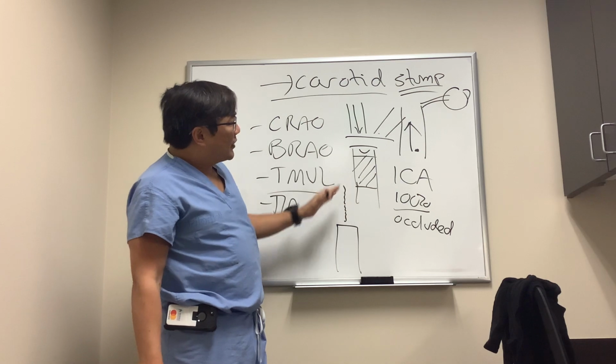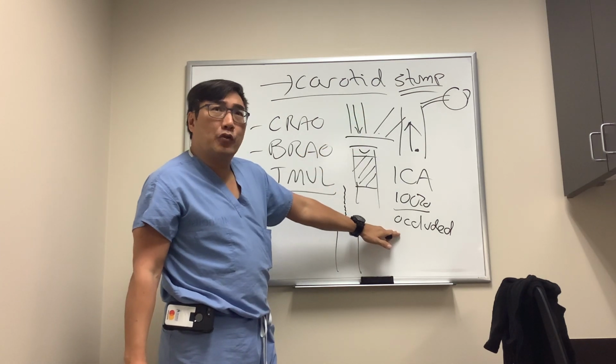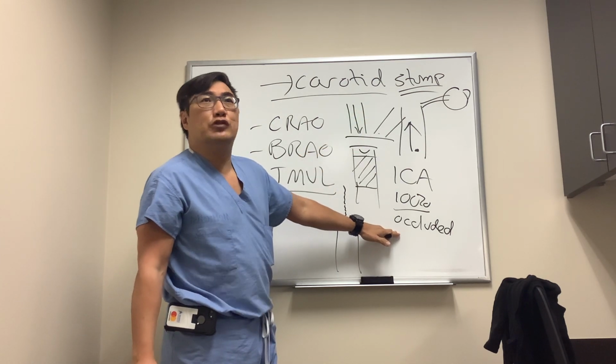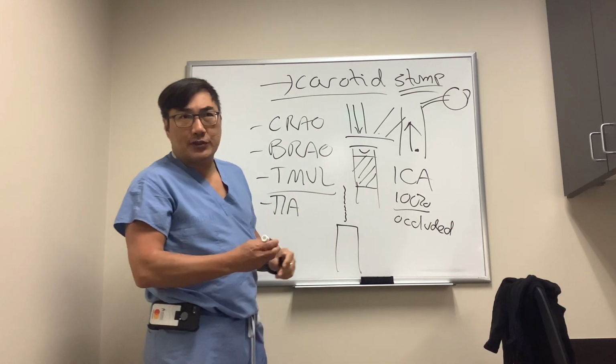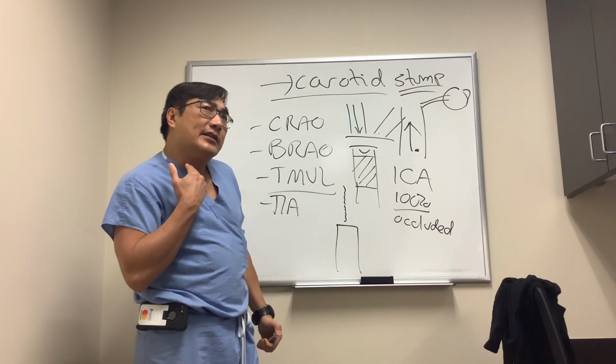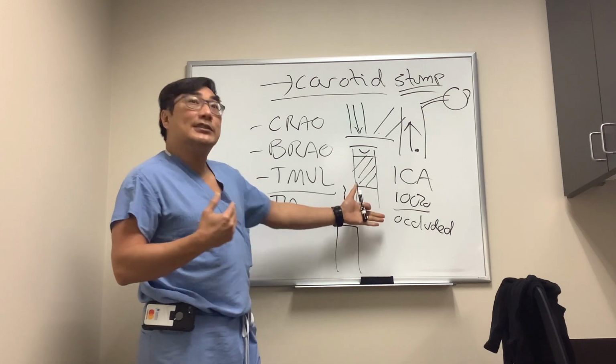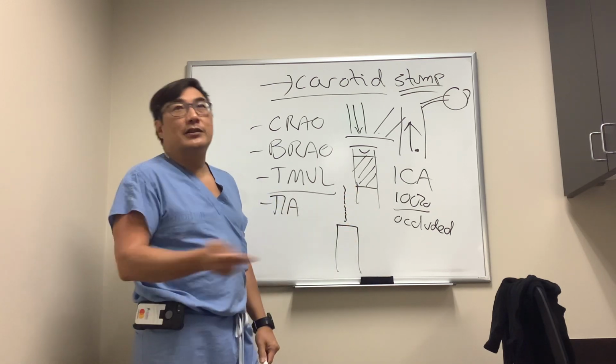So when you have a stump syndrome, normally we don't have to worry about 100% occlusion, but sometimes you do have to still worry about it. An ipsilateral embolic event, thromboembolic event from a stump. And that thing we call the carotid stump syndrome.